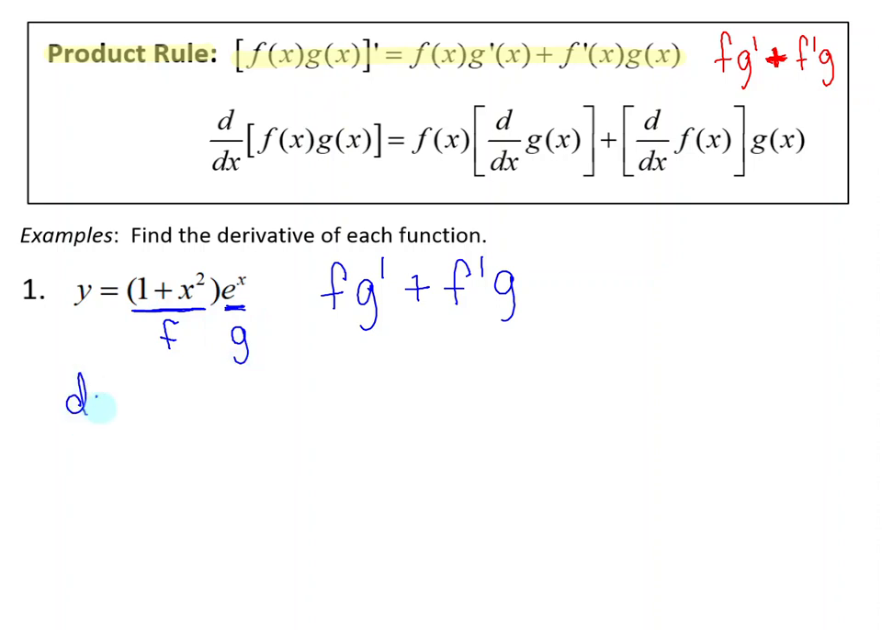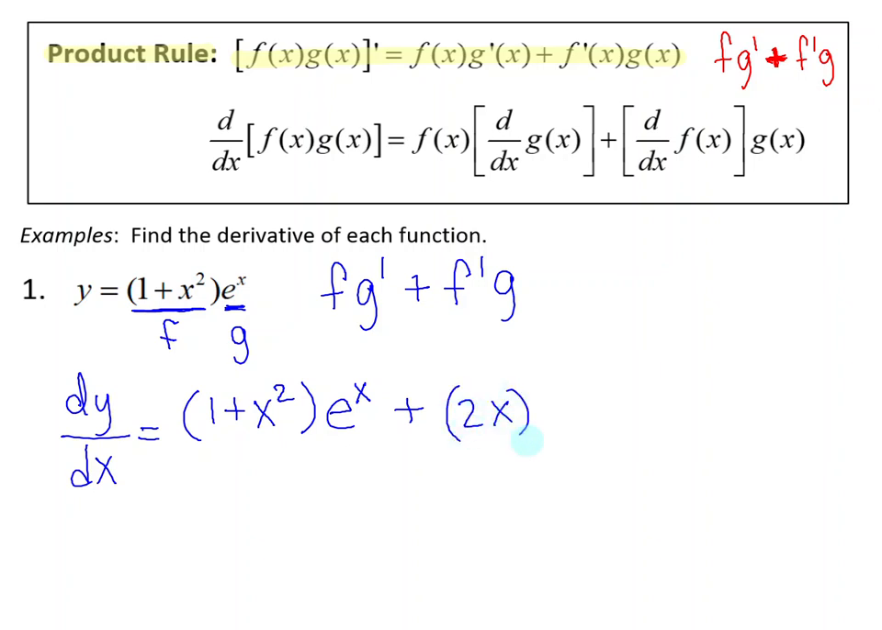So my derivative of y with respect to x is equal to f, the first function, just how it is, 1 plus x squared, times g prime, the derivative of the second function, which of course is the easiest, e to the x, plus the derivative of the first function, f prime, which is 2x, times g, the second function, as it is, e to the x. Now that is a perfectly acceptable answer.